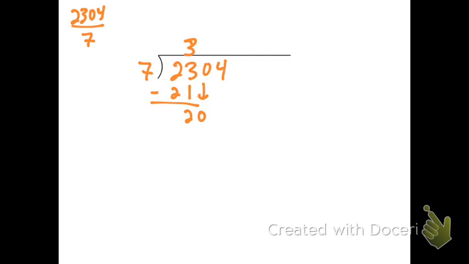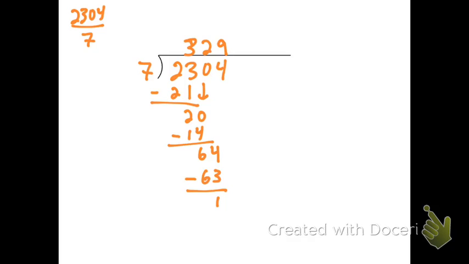Now, how many times does 7 go into 20? It goes in twice. 2 times 7 is 14, so we subtract again, and we get 6. Bring down the 4. How many times does 7 go into 64? It goes in 9 times, I believe. 9 times 7 is 63, and I subtract, and I get 1.